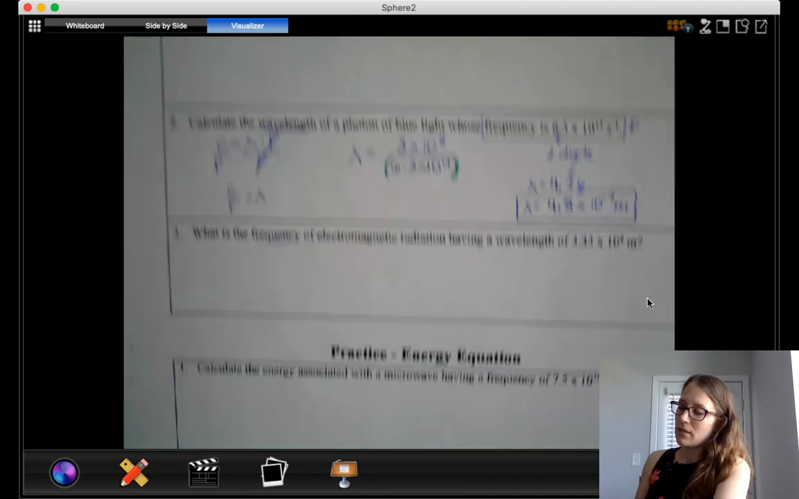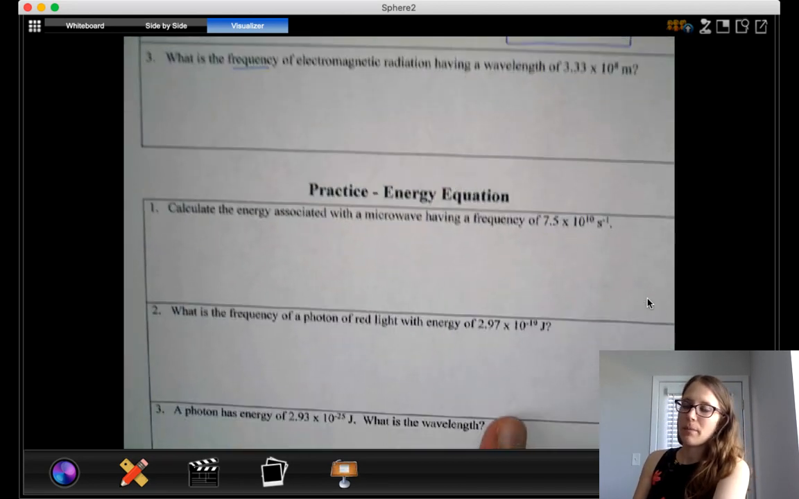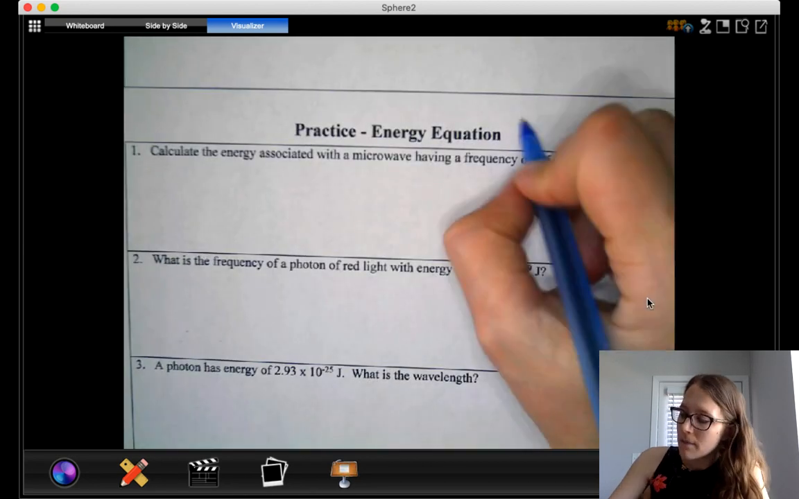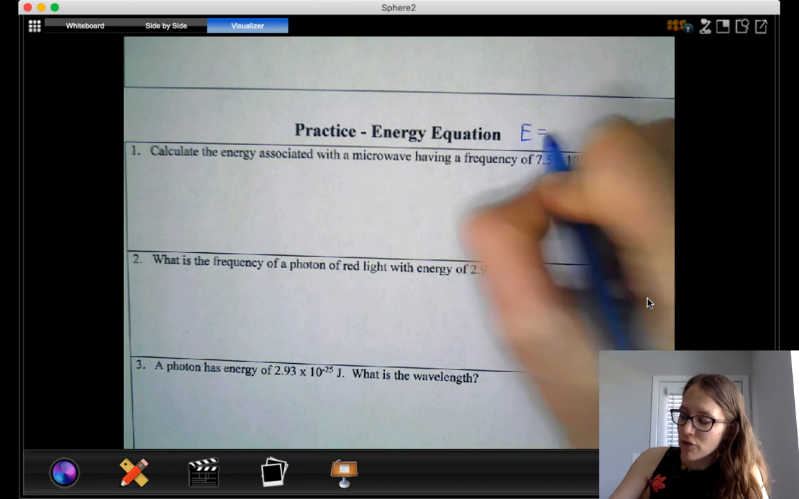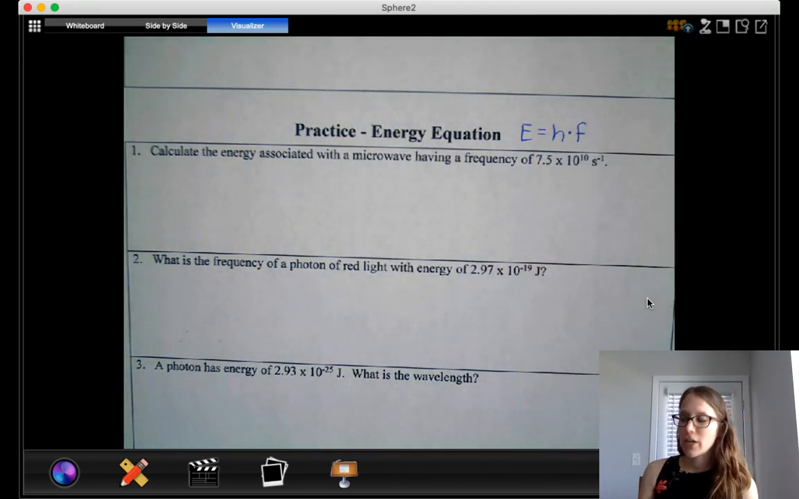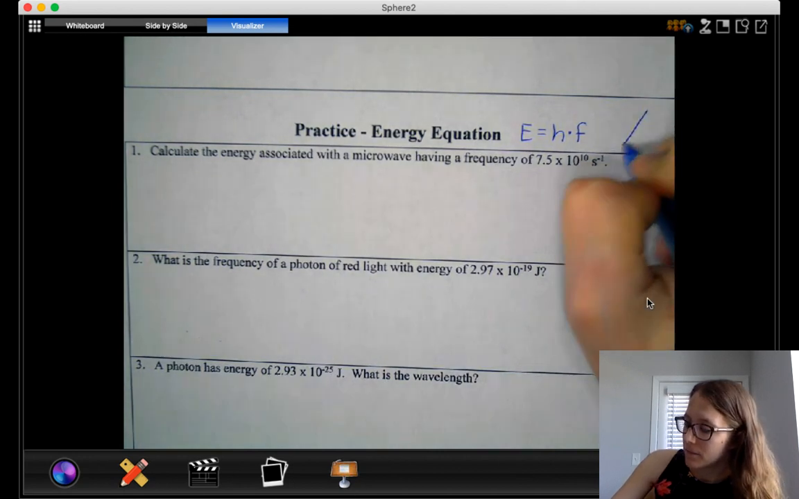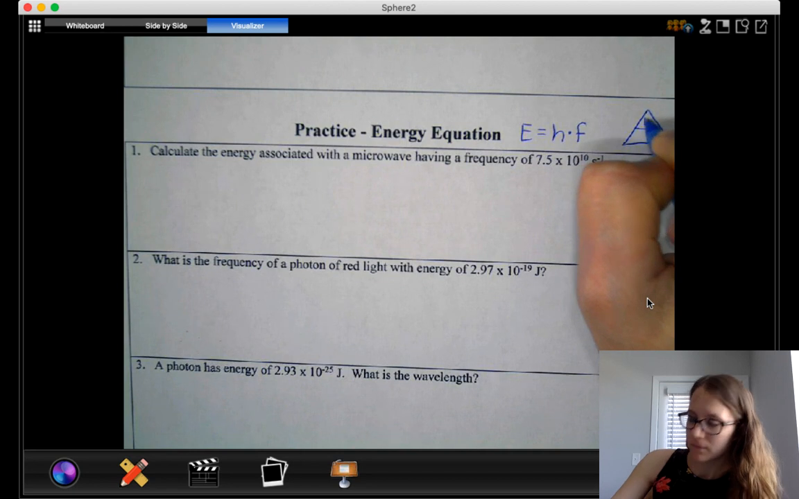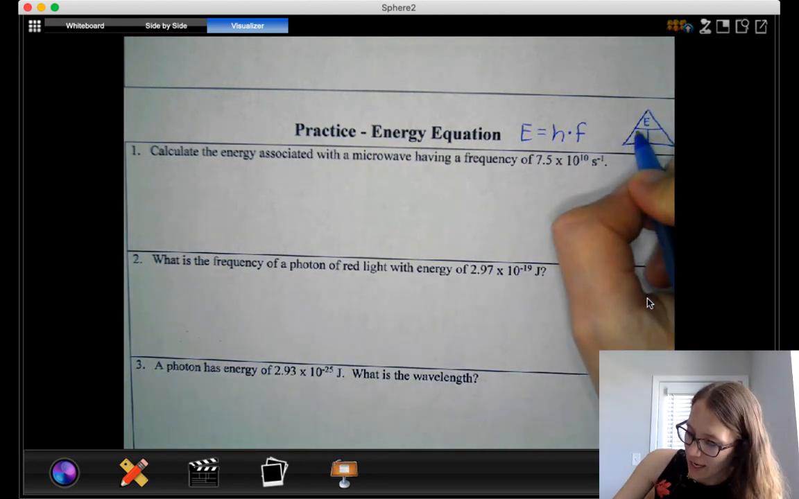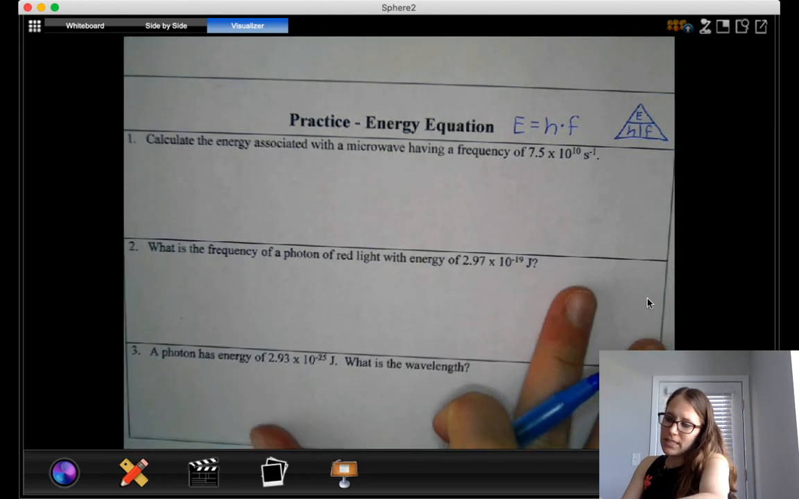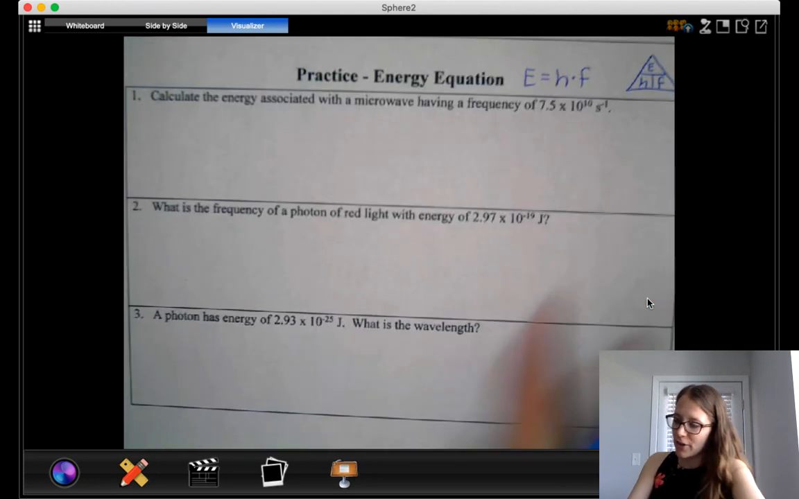If we go down to the bottom, we can practice using the other equation, which is our energy equation. Energy equation was on page 4. That's Planck's constant multiplied by frequency. You can also use the triangle. E goes on the top, and then H and F on the bottom. And when we did this on page 4, we already solved for energy.